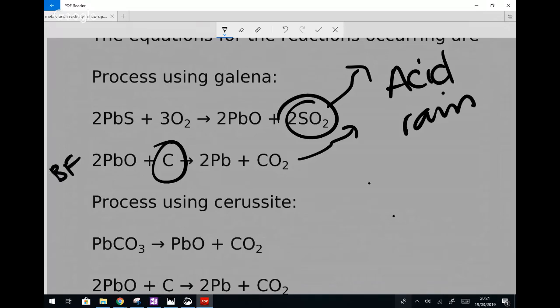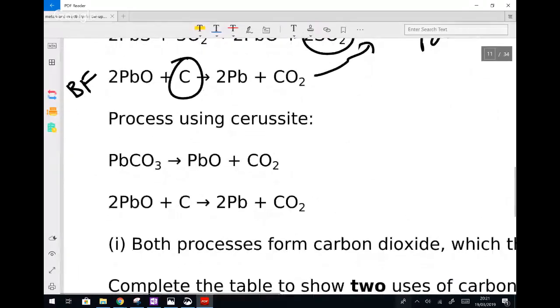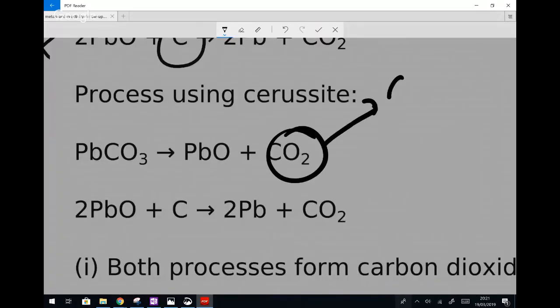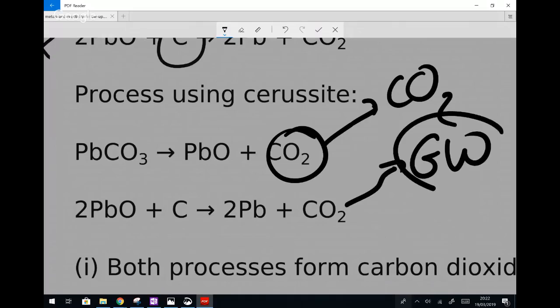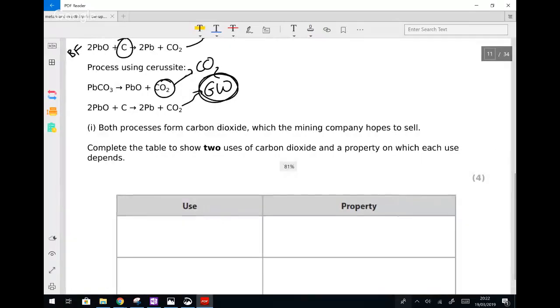Right, the next option is the process of cerussite, which is thermal decomposition. So they're going to decompose it and they're going to release carbon dioxide, and they're going to release carbon dioxide again. This is an awful lot of global warming. Pros and cons to both. Both processes form carbon dioxide, which the mining company hopes to sell.